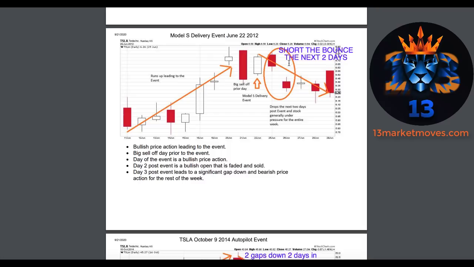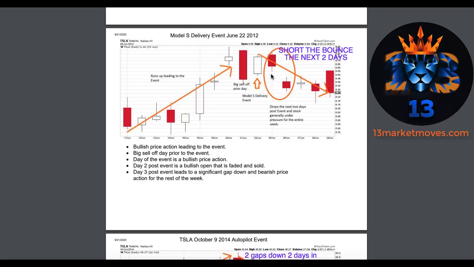We've got a situation in 2012 where it pops and then drops. Now notice, it's the next day after the announcement. This is highly consistent. This is the first chart I'm showing you, and it's the same thing. No matter where it opens, it goes lower the day after the announcement is made.